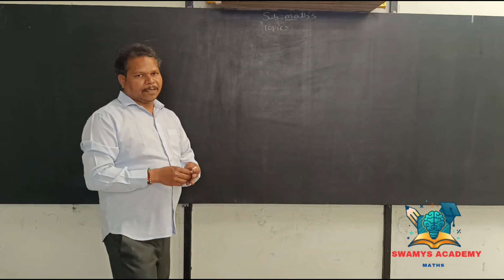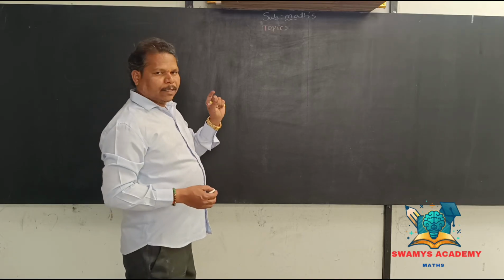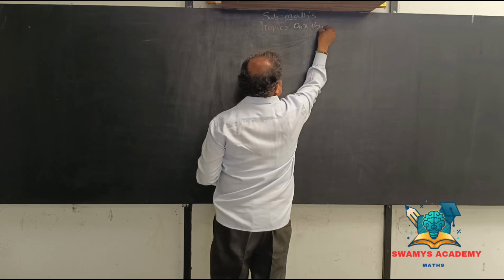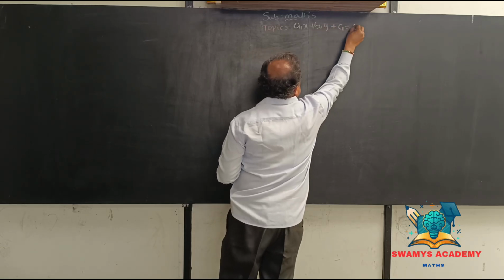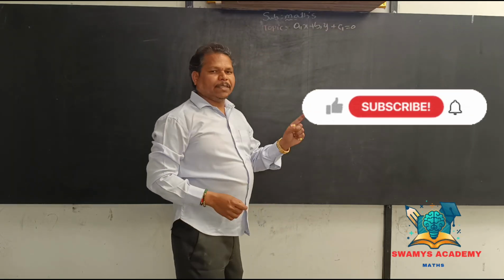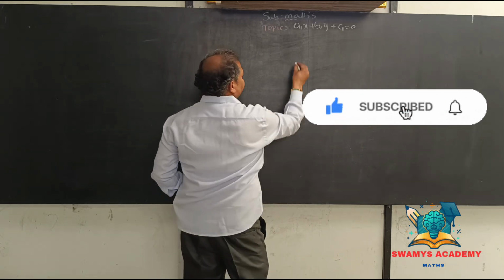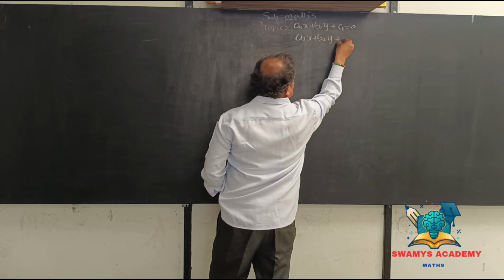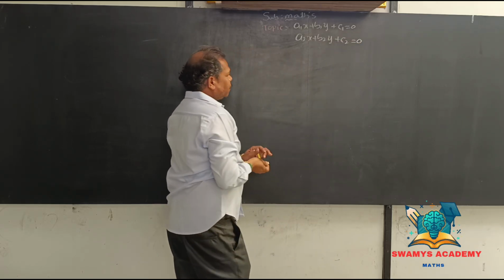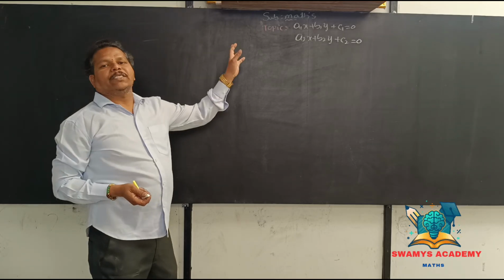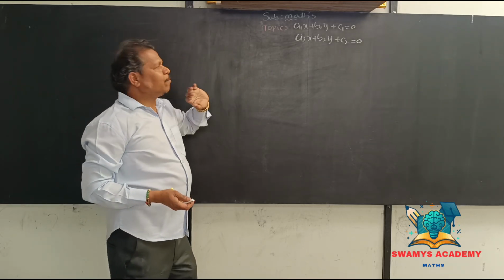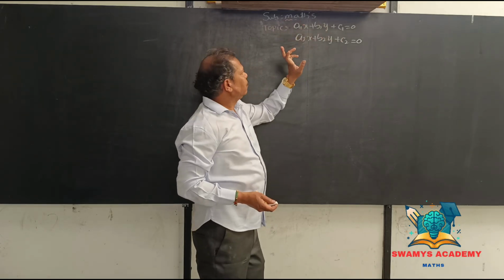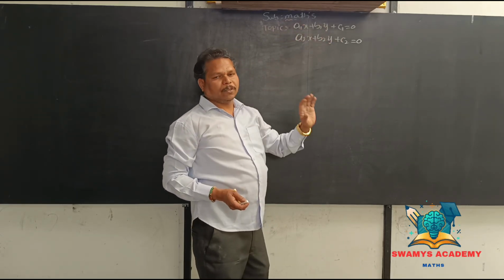The standard form of the linear equation in two variables is a1x + b1y + c1 = 0, and another equation, a2x + b2y + c2 = 0. So today we will talk about linear equations in two variables. The standard form is a1x + b1y + c1 = 0 and a2x + b2y + c2 = 0.